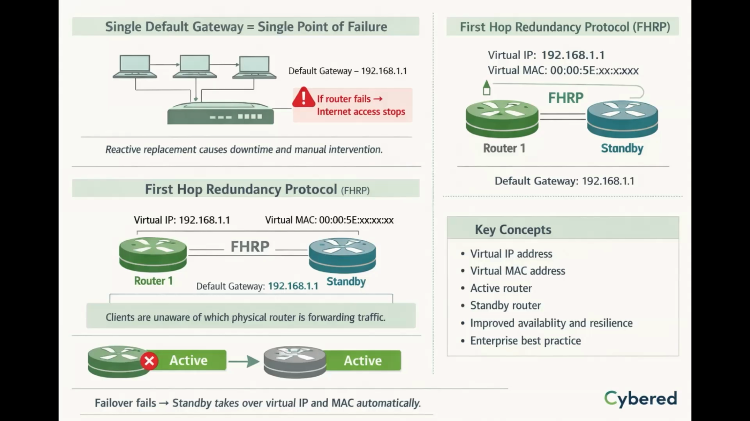One router operates as the active router, forwarding traffic to and from the internet. The second router operates as the standby router. If the active router fails, the standby router automatically takes over the virtual IP and MAC address and becomes the new active router. This failover happens quickly and transparently, resulting in minimal service interruption and no need to reconfigure client devices. Using FHRP greatly improves network availability and resilience, making it a best practice for enterprise networks where uptime is critical. In the next section, we'll examine the different First Hop Redundancy Protocols, their characteristics, and when to use each one.